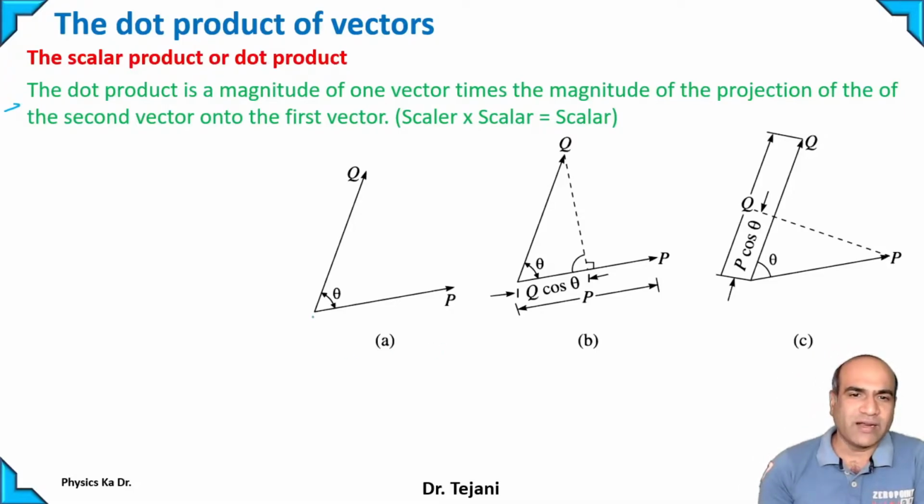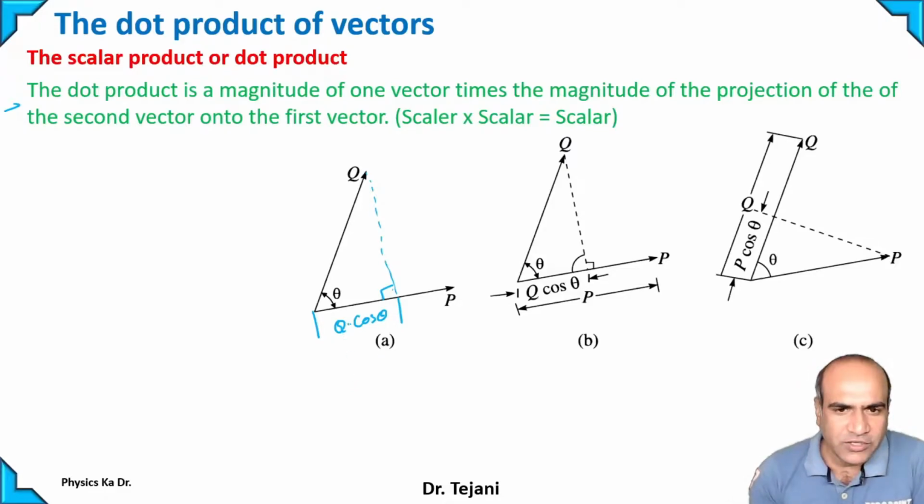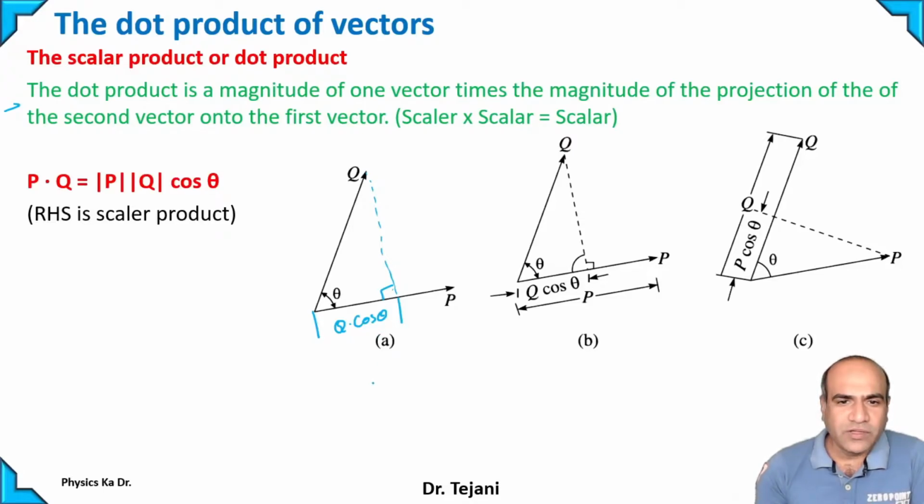Say for example, vectors P and Q are mentioned here. Vector P and Q. And what is the dot product? It is a projection. If I take a perpendicular line from vector P, I can find the projection of vector Q, which becomes Q cos theta. We know trigonometry, right? So here it is just a product of Q cos theta multiplied by P.